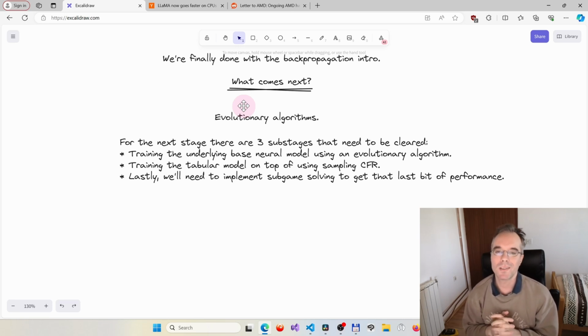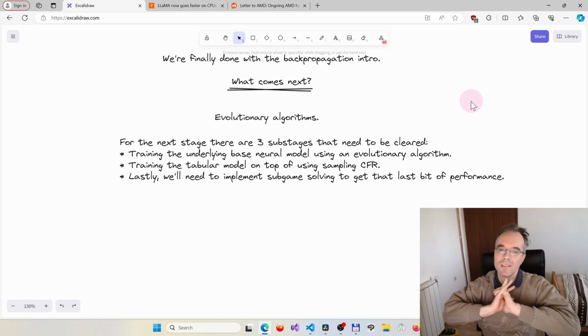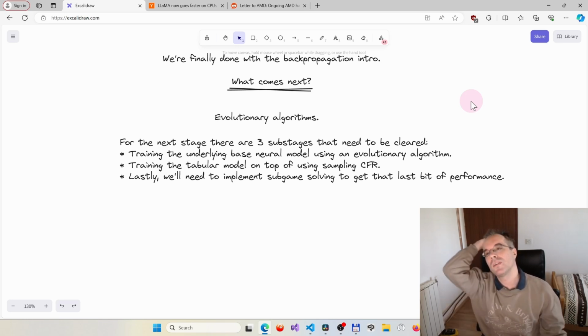Now let me catch my breath, and we're going to talk about this part here, training the underlying base model using an evolutionary algorithm. For the past few days, instead of programming, I've been doing research and thinking about which evolutionary algorithm we're going to be using. Even though I made my decision to use an evolutionary algorithm months ago, I wasn't actually sure what we were going to use until very recently, in the past few days, when I came to a decision.